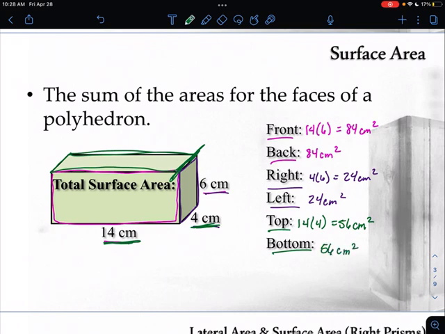After I've calculated all of those, I can add them all together. If I take the 84 plus the 84 plus the 24 plus the 24 plus the 56 plus the 56, I get a total surface area of 328 square centimeters. So that's a possibility for every prism. You could break it down by every single face, find the area of every single one, and then add them all together at the end.